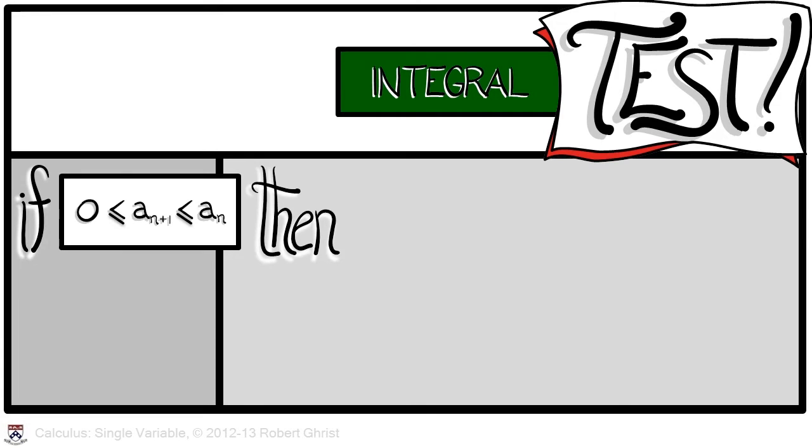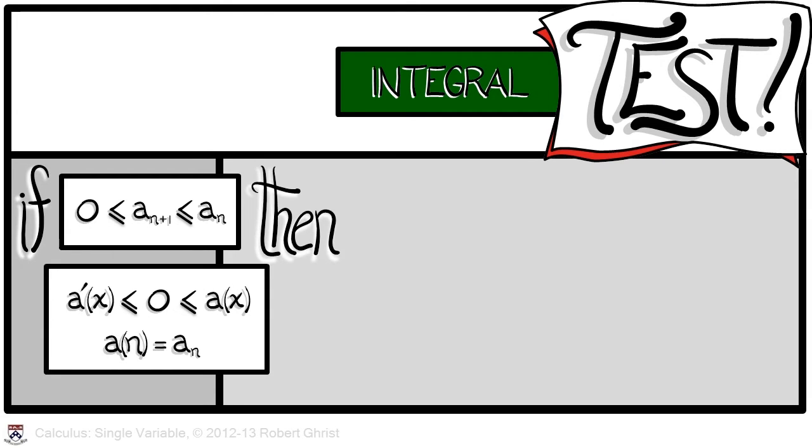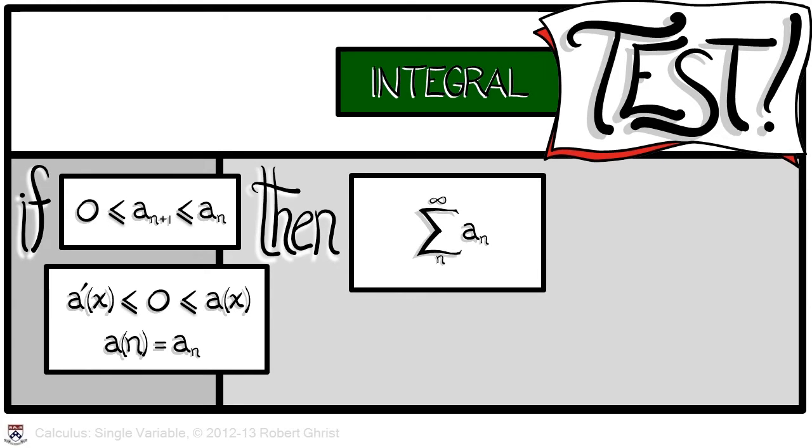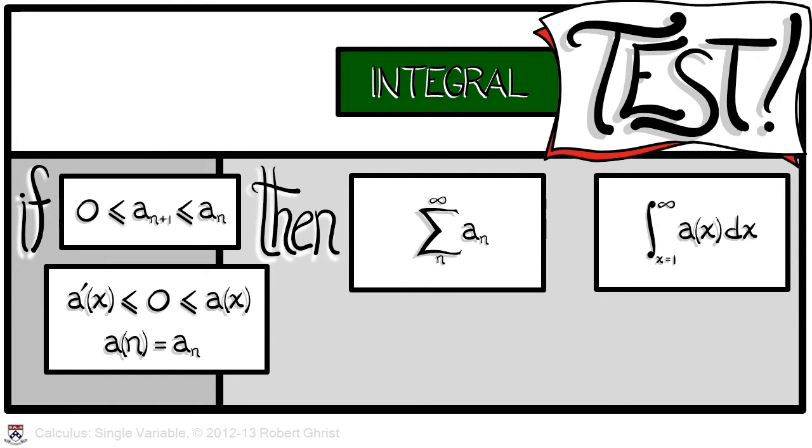First of all, the sequence a sub n must be positive and decreasing. Subsequent terms get smaller. Second, we need to take that sequence and connect the dots, turning it into a continuous function, a of x, that is itself positive and decreasing and which agrees with the sequence at every integer point. If we have both of these, then we can compare the series, the sum of the a sub n's, with the integral, as x goes from 1 to infinity, of a of x dx.